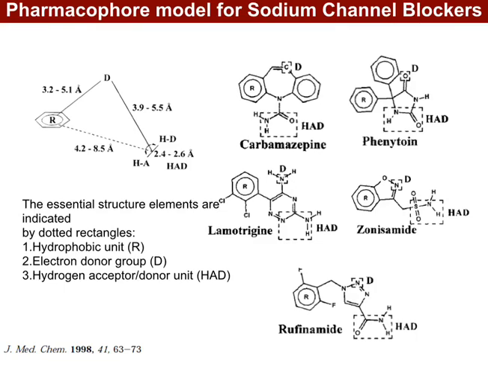The second element is the electron donor group D, also shown in these structures and indicated by oxygen and nitrogen atoms, which are good electron donors as they have lone pairs of electrons and can act as bases in acid-base reactions. The third element is the hydrogen acceptor donor group HAD, assigned by amine or amide groups in the structures ahead. So these three elements are important and essential for activity.